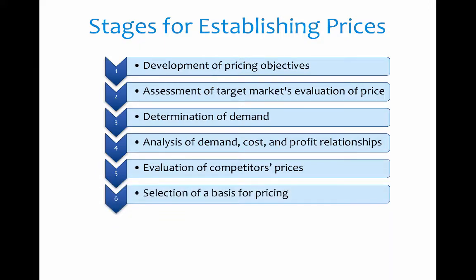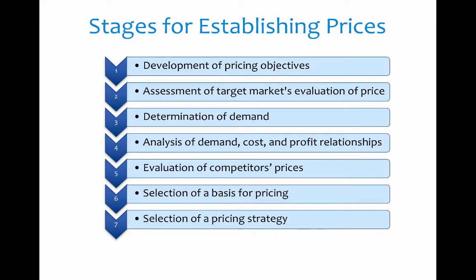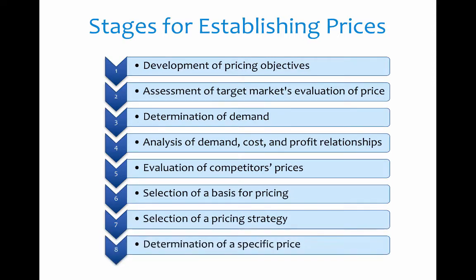Stage 6 requires choosing a basis for setting prices. Stage 7, selecting a pricing strategy or determining the role of price in the marketing mix. The last step involves determining the final price. These stages are not rigid, and not all marketers will follow all the steps. They are merely guidelines that provide a logical sequence for establishing prices.